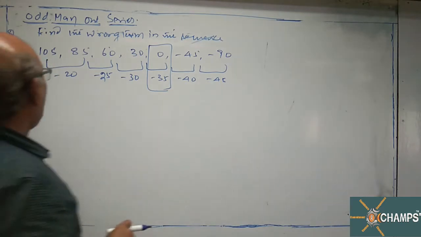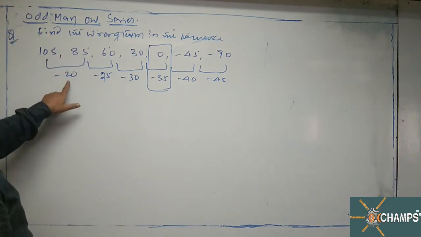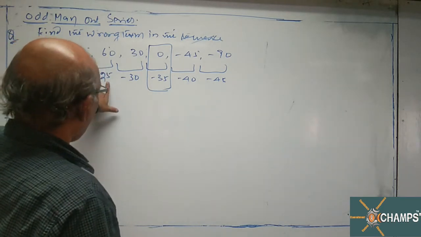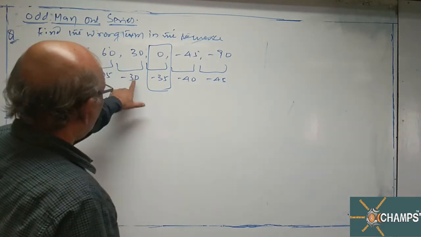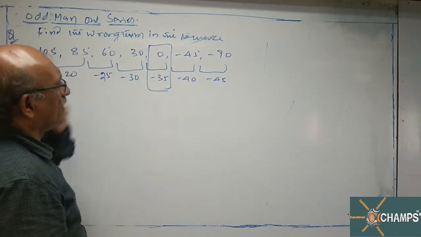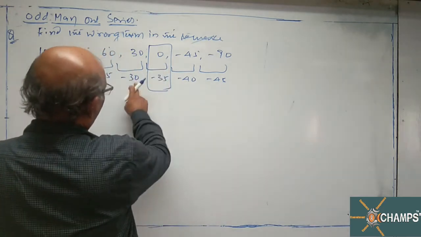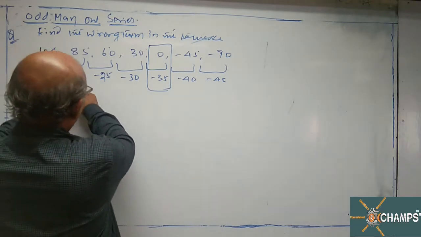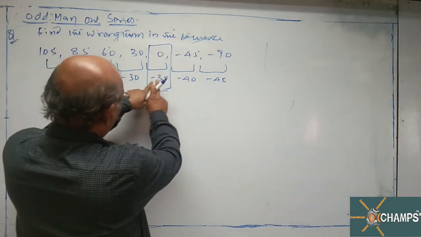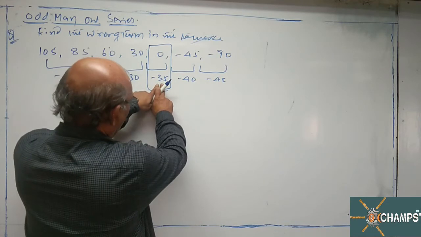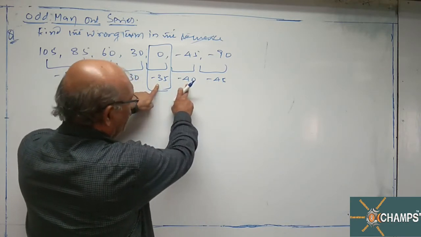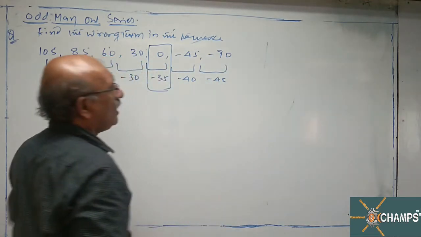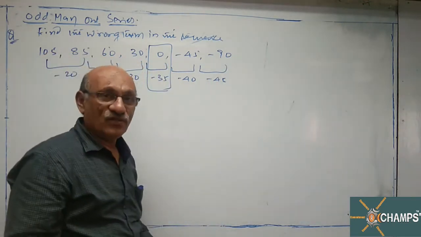Now look at the logic one more time, sir. 85 minus 105 is minus 20. 60 minus 85 is minus 25. 30 minus 60 is minus 30. 20, 25, 30. Now with the 0, the pattern is not following. If I take this sequence this way, minus 20, minus 25, minus 30, then this difference should be minus 35, then this difference should be minus 40. From here onwards it is following the same pattern. This difference is minus 45.